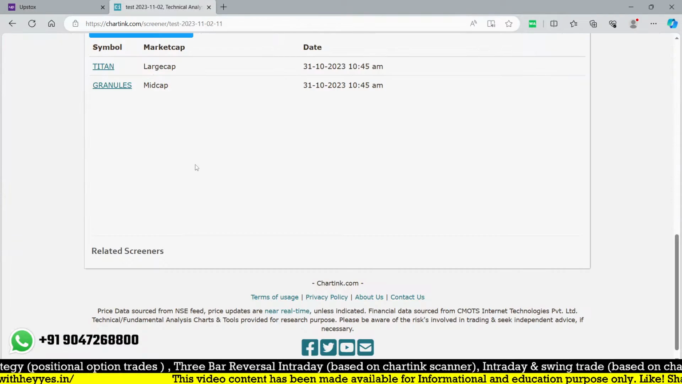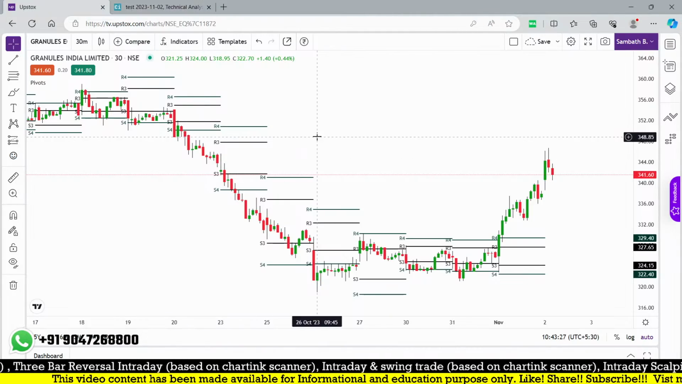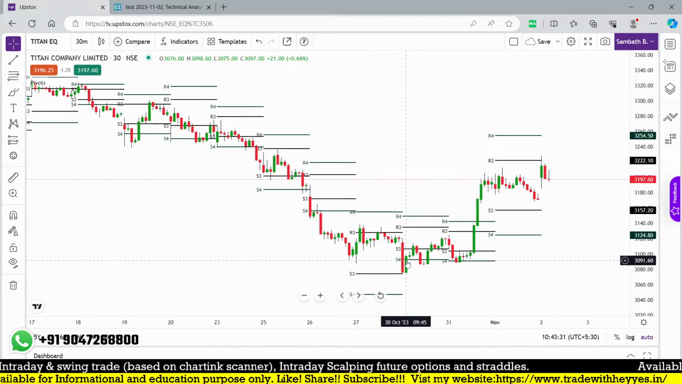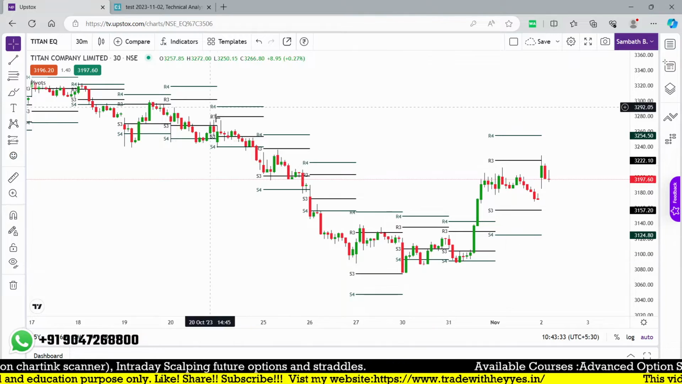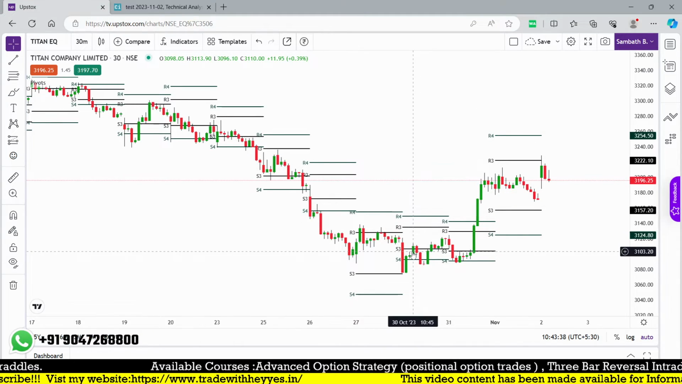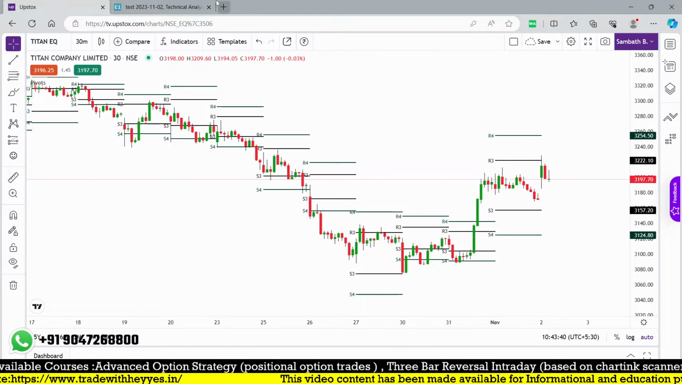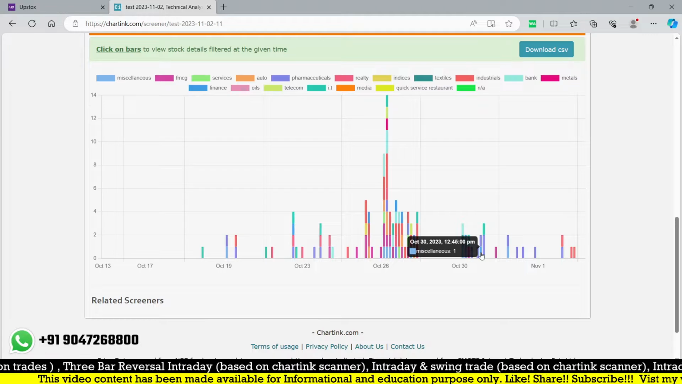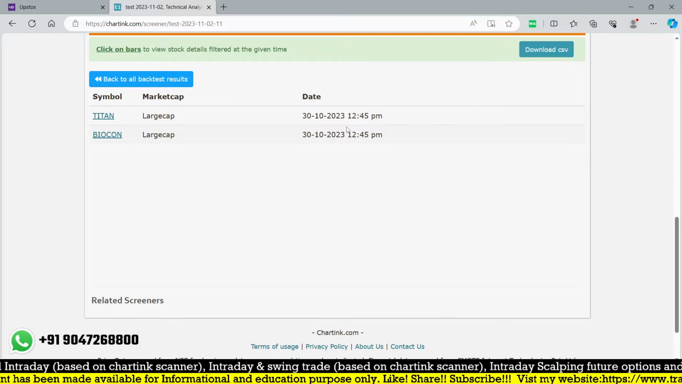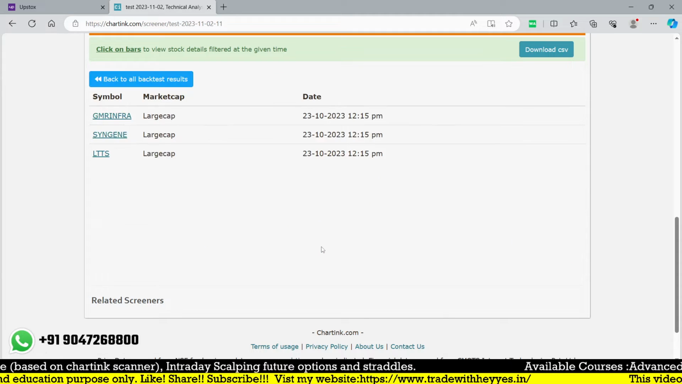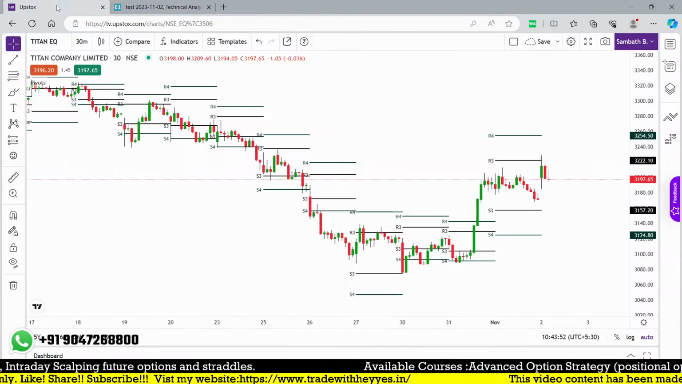So this is the condition which I want to filter out for Titan. So let me go for Titan. This is one more opportunity at this point. So after that clear downtrend, here is another one more opportunity at this point. So even we can look at some of the stocks which have given you some opportunity. Randomly Titan again at 12:45 that we looked at, and pretty recently, around 23rd October, Syngene, LTTS.